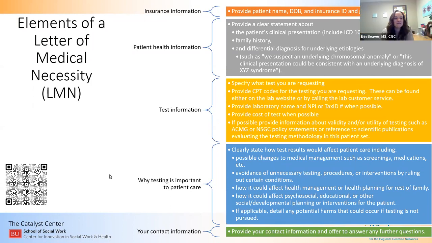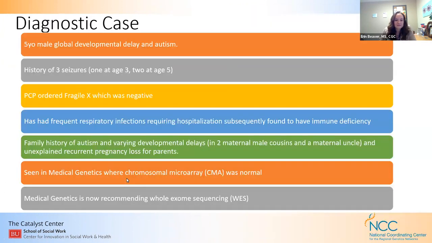Yeah, no worries. And if you do go to the toolkit, there are examples or templates of letters of medical necessity that you can use. Next slide.